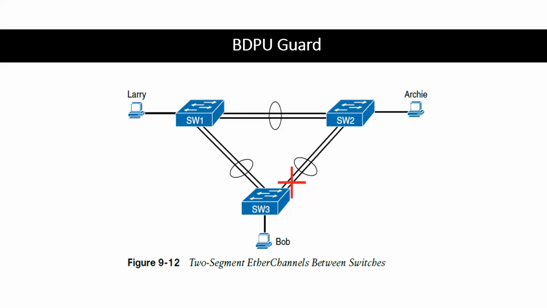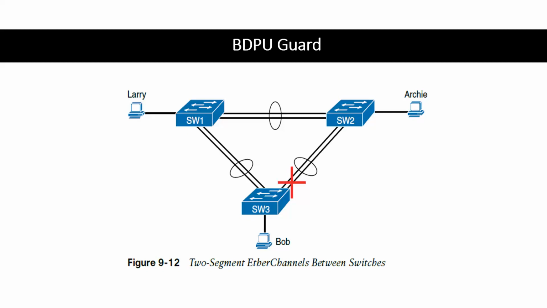Okay? So when would we configure this? We would configure this on ports that would never connect to another switch. Same as Portfast. So if you're going to harden your network from a layer 2 standpoint, you want to enable BPDU guard along with Portfast.